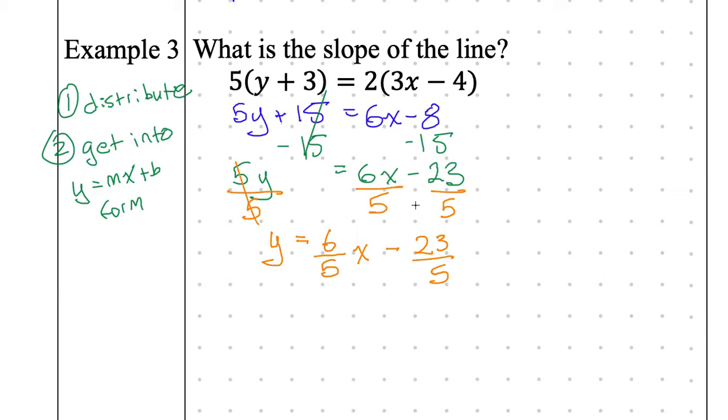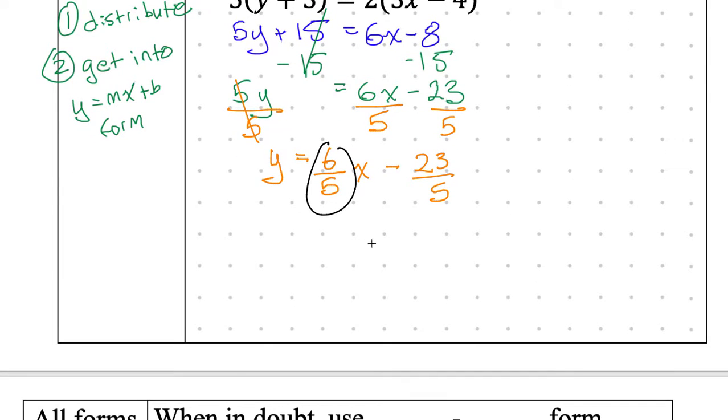So what is this slope, Eamon? It is 6/5 x. Or yeah, just 6/5. Perfect. Yeah. So everyone write it down. The answer here is 6/5 for the slope.